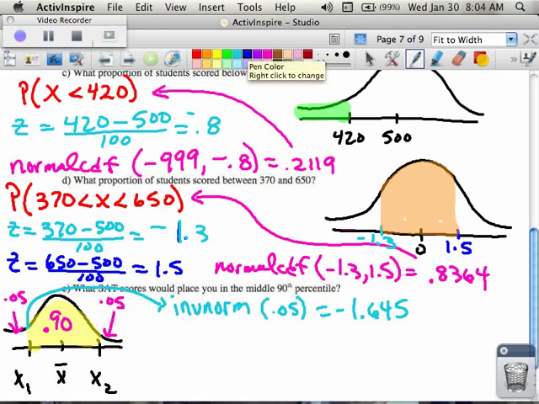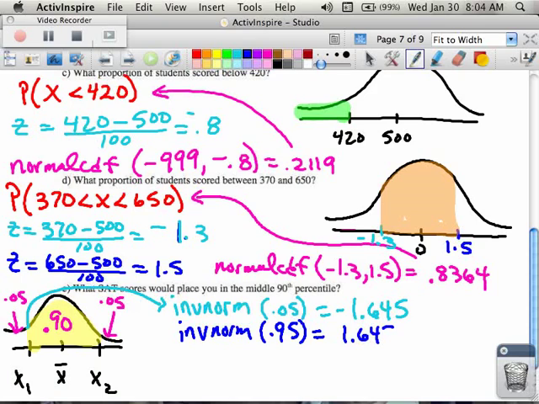For your second score, since you're all the way past the 90, obviously, you know that you're going to have more than 90% of the data. And that second score is at 95th percentile, so you're going to say inverse norm, 0.95, which should give you a z-score of 1.645, which kind of makes sense because it's symmetric.